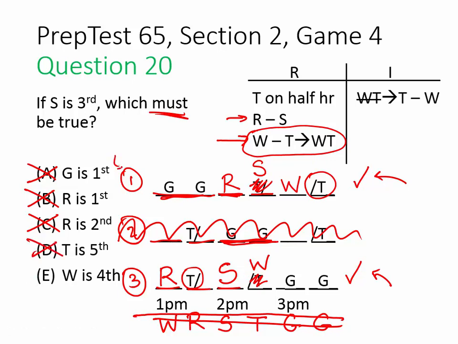In option 1 here, it's 1, 2, 3, 4. In option 3 down here, it's 1, 2, 3, 4. This one checks out. E is the correct answer.